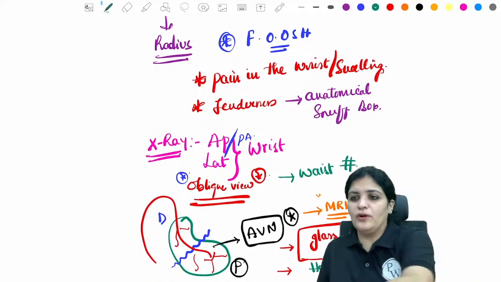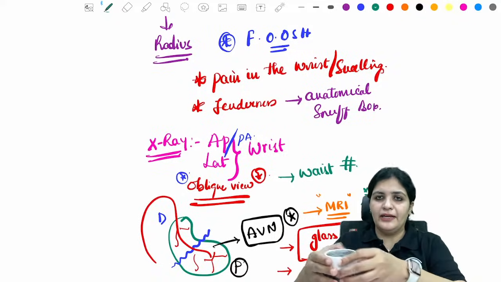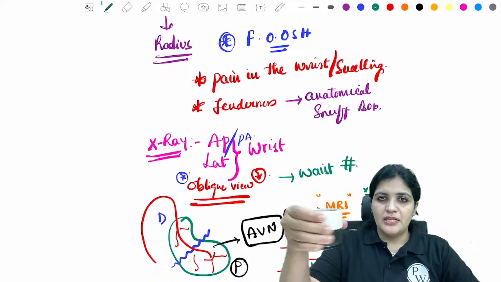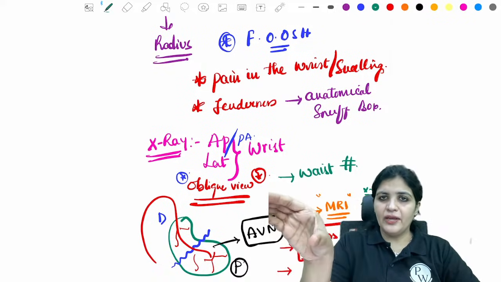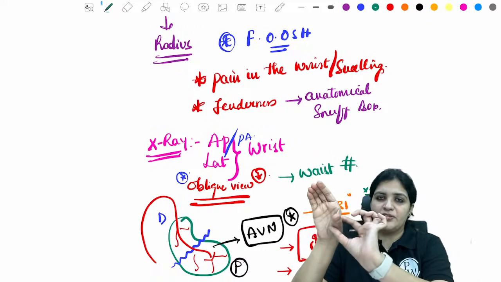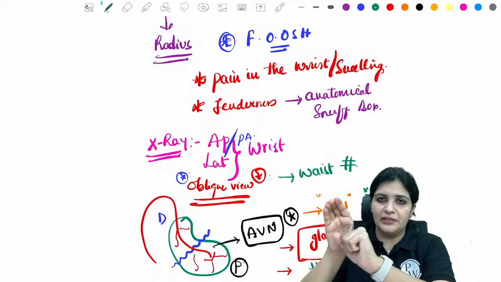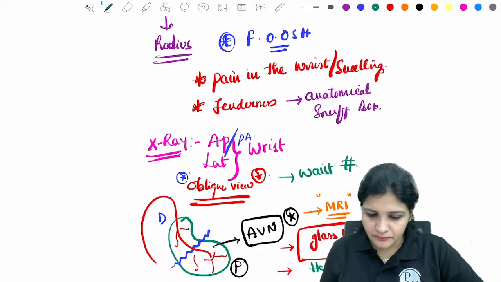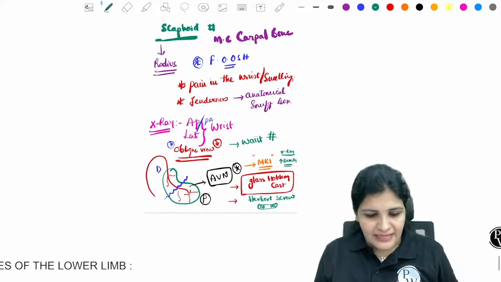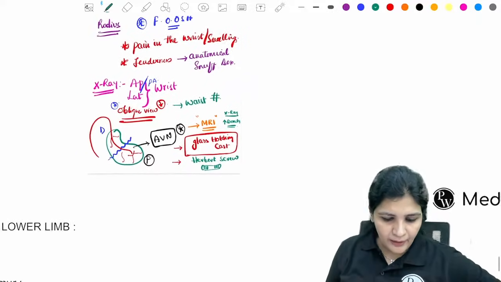So this is the glass holding position. This is what is called the glass holding position. In this position you will apply the cast, so it will come out to be like this. And you will enclose the thumb as well. There is no movement of the thumb, so the thumb is enclosed in the cast. Clear, scaphoid? Anything else you want me to add?